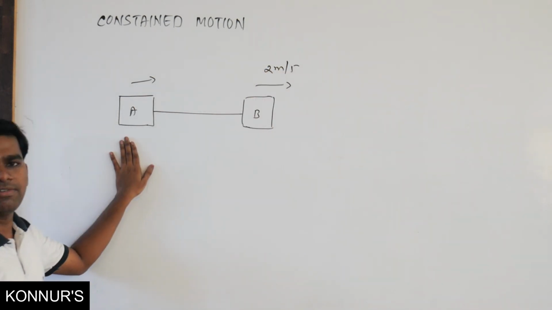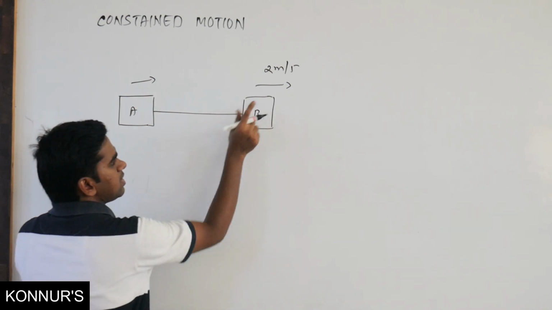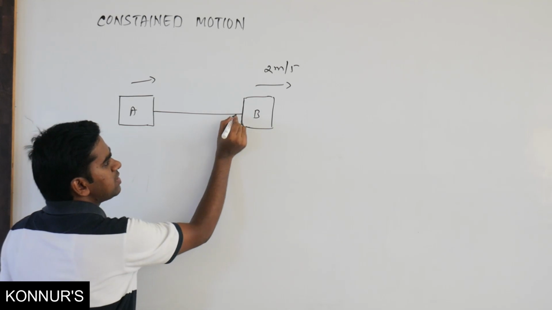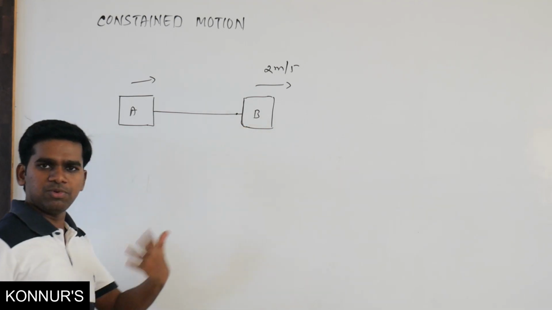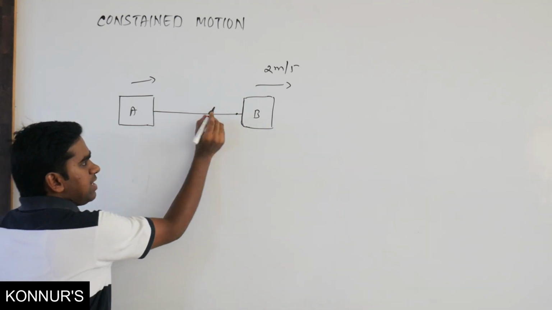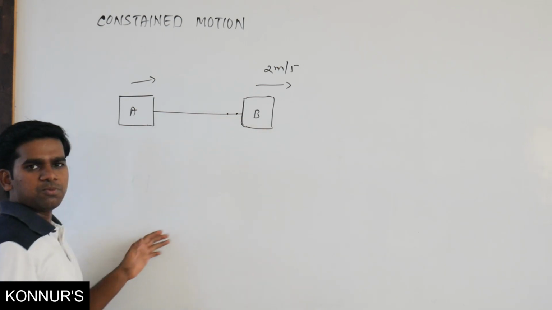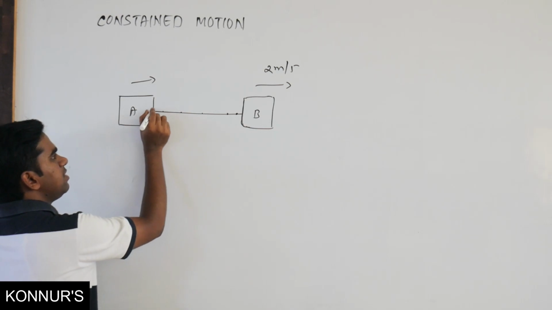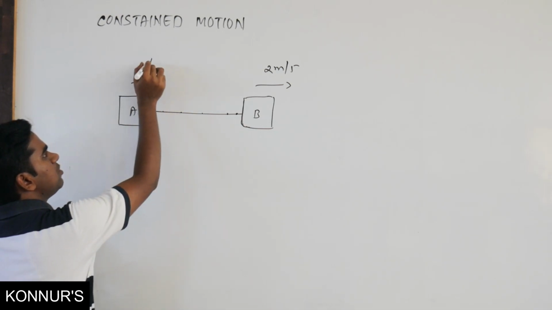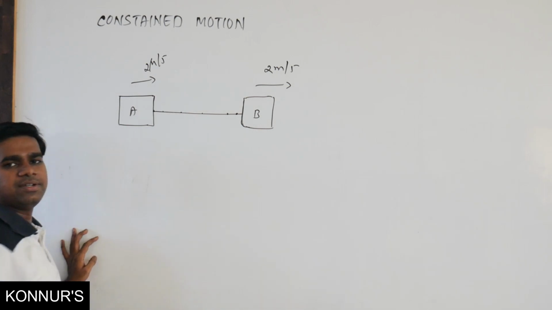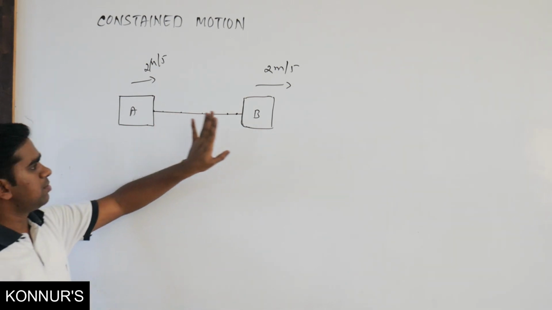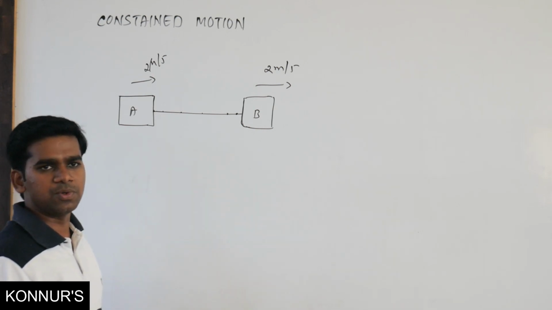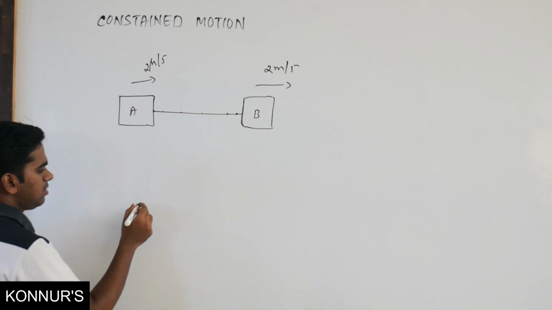What about the velocity of A? Since this wire is connected here, if B is moving with velocity 2, obviously a point near B is also moving with velocity 2. Obviously another point near this point is also moving with velocity 2. Again, if you take this point, this point, this point, finally body A is also moving with 2 meter per second. That means the velocity of A is equal to the velocity of B, but it is not always true. Constraint motion may be like this also.